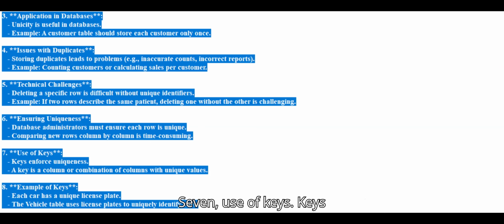7. Use of keys. Keys enforce uniqueness. A key is a column or combination of columns with unique values. 8. Example of keys. Each car has a unique license plate. The vehicle table uses license plates to uniquely identify cars.